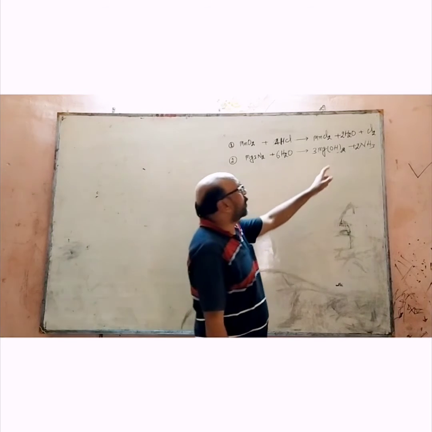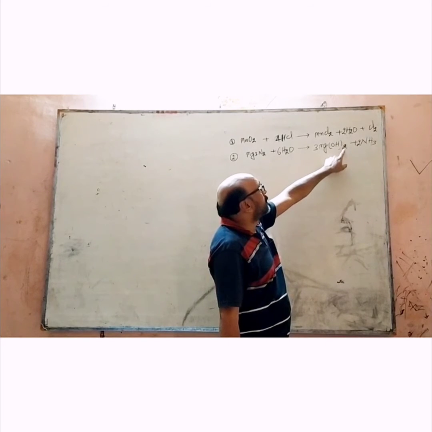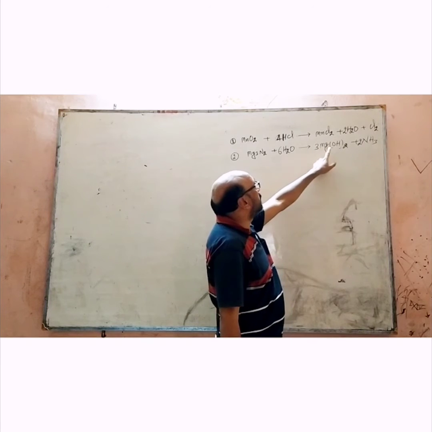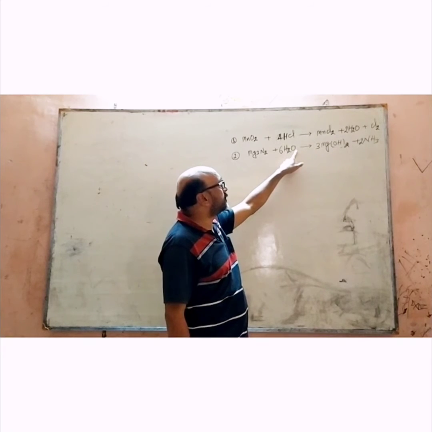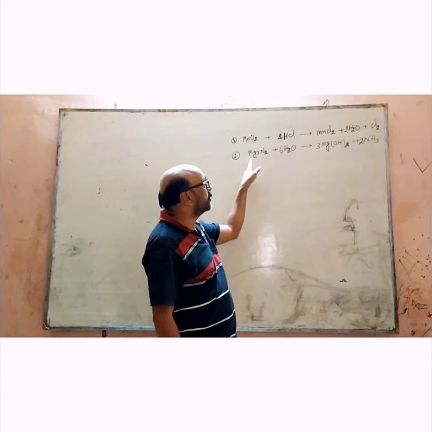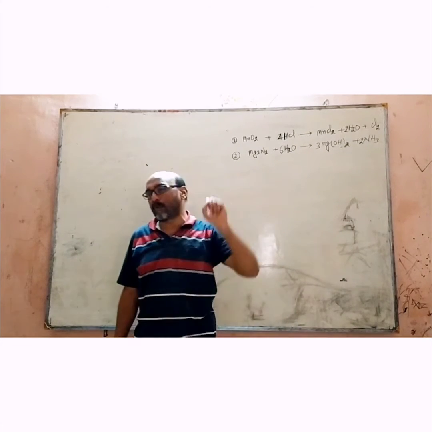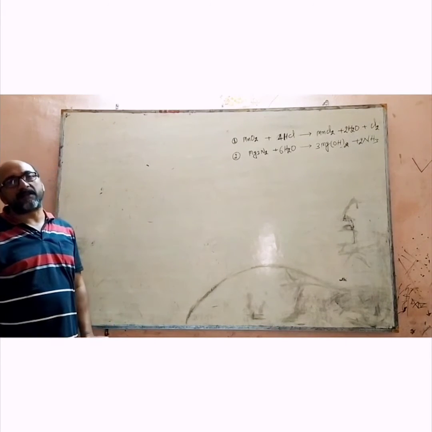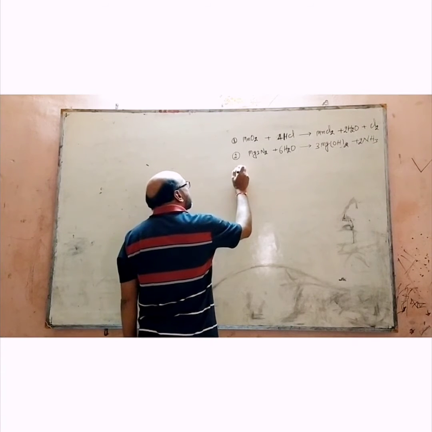And in the product, Mg(OH)2, the number of oxygen atoms is 2 × 3 is 6. So the number of atoms of hydrogen, oxygen and magnesium on both sides of the chemical equation become equal, right? And the chemical equation is balanced.